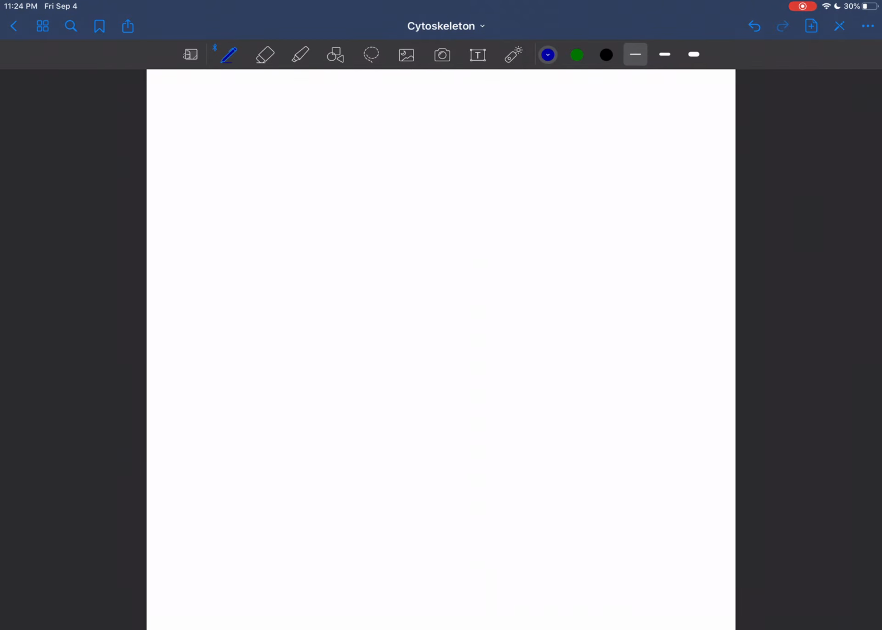So intermediate filaments are another type of element, right? I'll just write it as IF. Now these, let me just not be lazy. Let me just write the whole thing. So intermediate filaments are more used for structure. Now these are about 10 nanometers in diameter. Well, 10 to 12 actually.